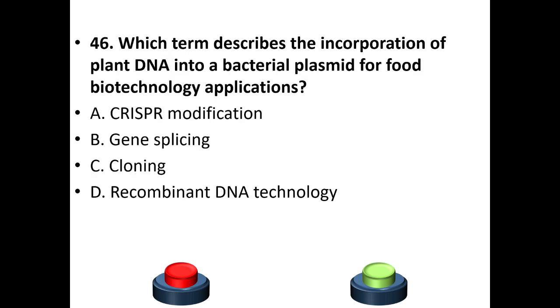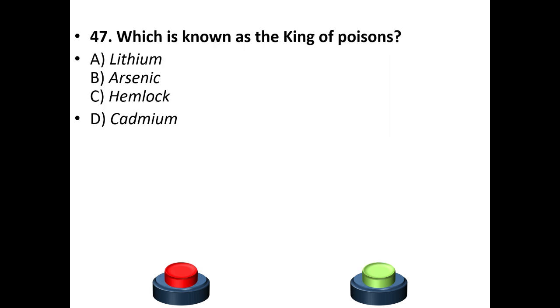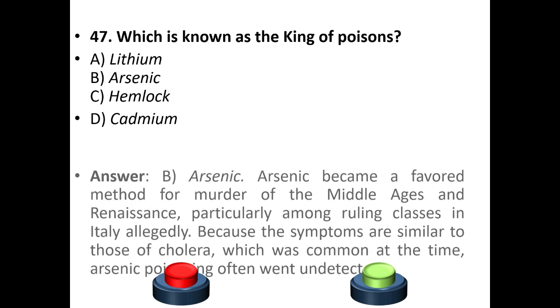Question number 46. Which term describes the incorporation of plant DNA into bacterial plasmid for food biotechnology applications? CRISPR modification, gene splicing, cloning, recombinant DNA technology. Which is the answer? Your answer is D, rDNA technology. 47. Which is known as the king of poisons? Lithium, arsenic, hemlock, cadmium. This is the answer. Your answer is B, arsenic.